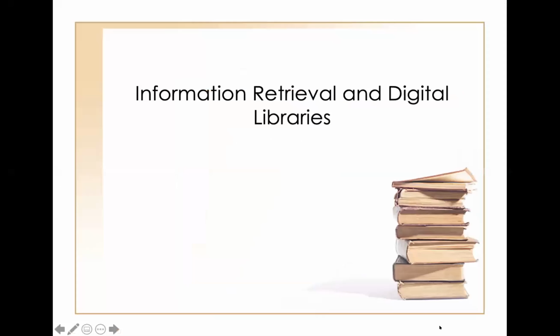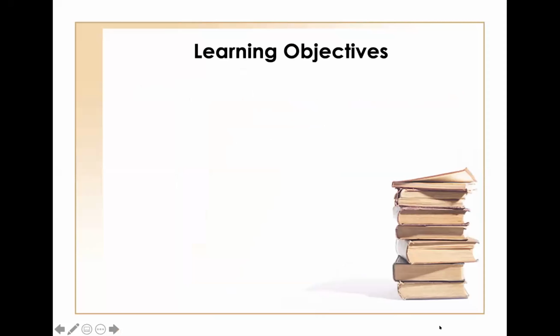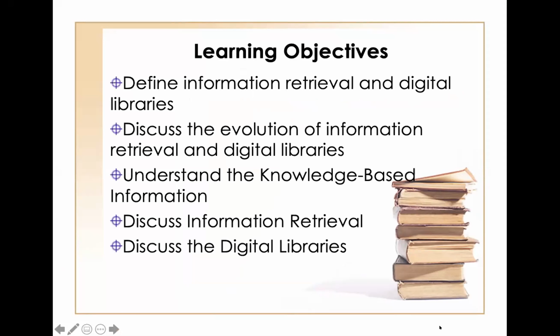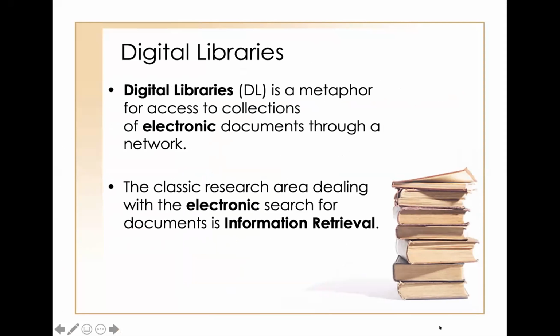So, information retrieval and digital libraries. All right, the objectives. So, defining what an information retrieval and digital library is, and discussing that information. Again, using video, we'll talk through some of this information. Okay. What's a digital library? It's a collection of electronic documents that you access electronically through a network.